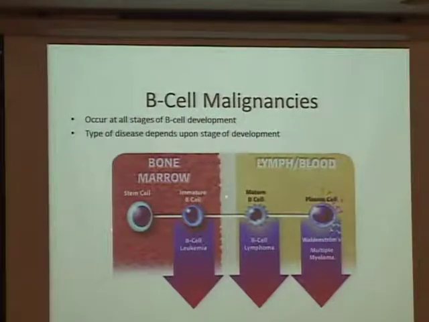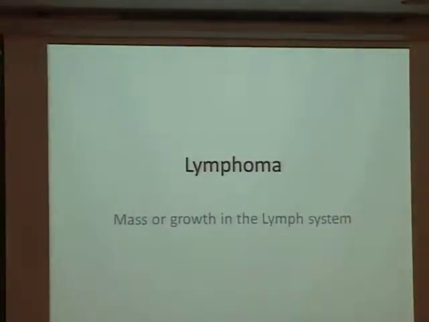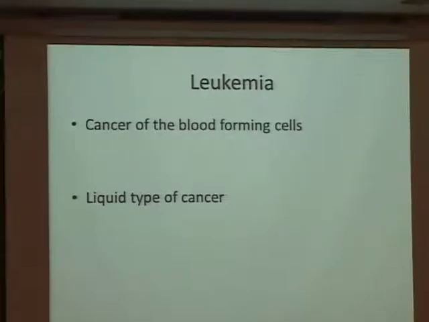So if something goes wrong with a stem cell in the bone marrow, very early on when it's still making blood, it becomes leukemia. Later on, when things have moved to the lymph system and a B cell is affected, it can become lymphoma. At further stages of development, you can have other diseases like multiple myeloma and Waldenstrom's macroglobulinemia, that we're not going to go into. Next. And so lymphoma, as we talked about first, is a mass or growth in the lymph system. Next slide. Leukemia is cancer of the blood-forming cells, and it's a liquid kind of cancer.